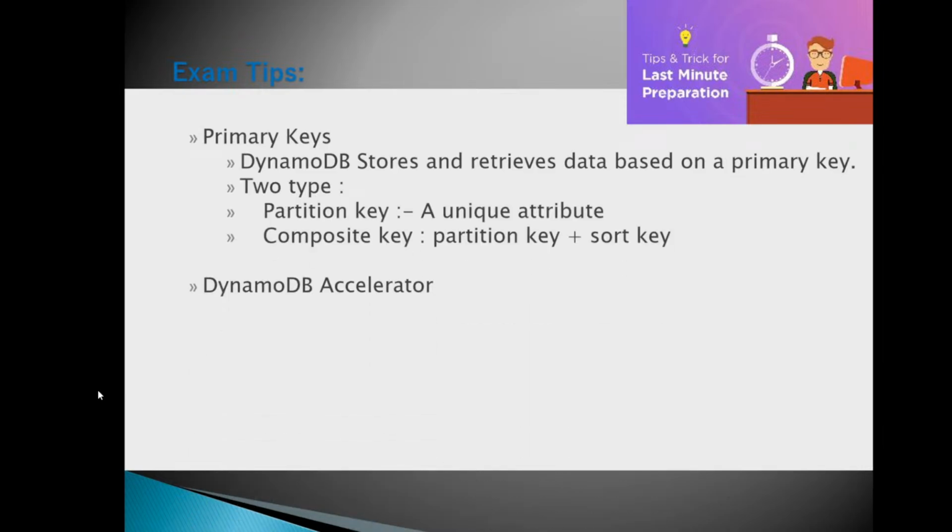Then we covered the primary key. DynamoDB should have a unique primary key. We have two types of primary key: one is called the partition key and the other is called the sort key. It can also be a combination of partition key plus sort key.